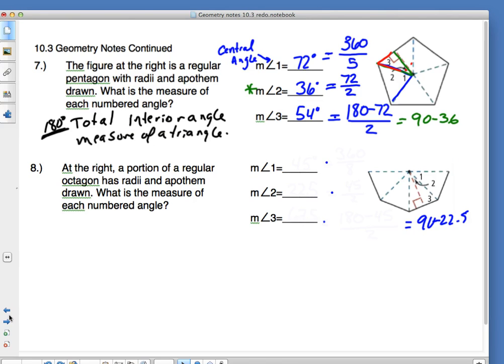I want you to do exactly the same figures. They're found the exact same way with an octagon, an 8-sided figure. Remember, you must be familiar with triangle, 3-sided; quadrilateral, 4-sided; pentagon, 5-sided; hexagon, 6-sided; heptagon, 7-sided; octagon, 8-sided; nonagon, 9-sided; decagon, 10-sided; hendecagon, 11-sided; dodecagon, 12-sided. You've got to know from 3 to 12 the formal names of the number of sides.